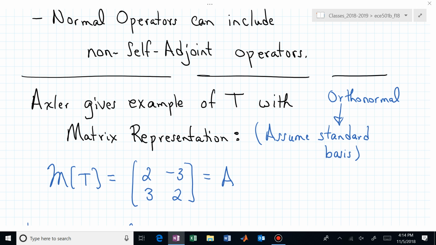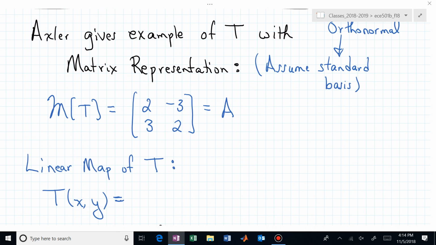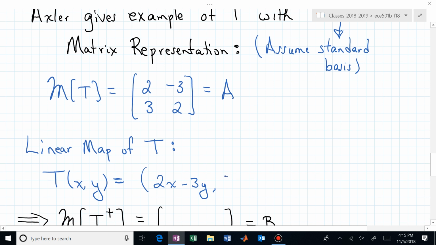Playing on being comprehensive, what's the linear map of T? If this is the matrix representation of T, can you now write down the linear map in terms of x and y? So now this first component is 2x minus 3y. This is a piece of cake. This you can easily do. And this is now 3x plus 2y for the second component. We're okay with that, based on the matrix representation.